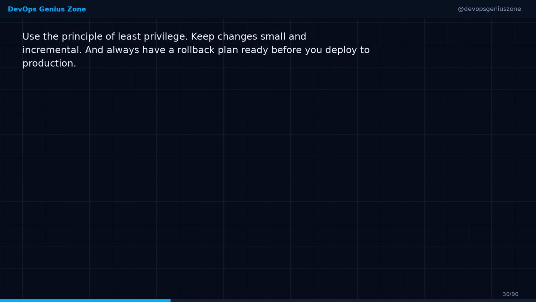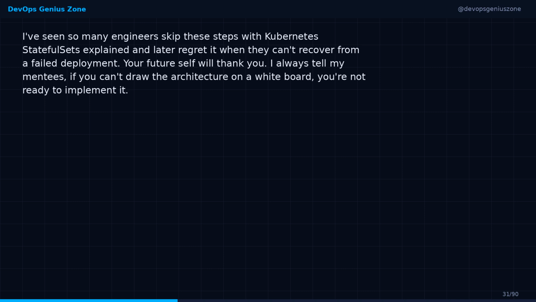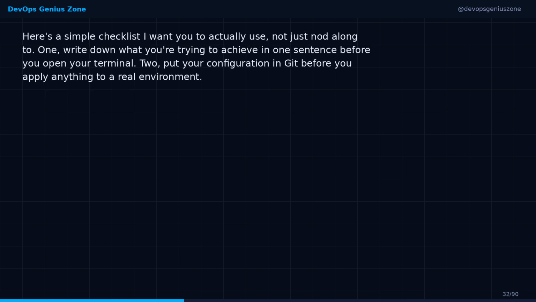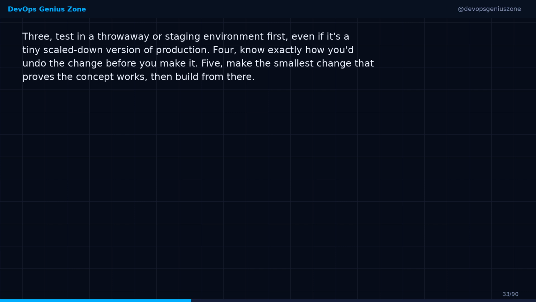Here's a simple checklist I want you to actually use, not just nod along to. 1. Write down what you're trying to achieve in one sentence before you open your terminal. 2. Put your configuration in Git before you apply anything to a real environment. 3. Test in a throwaway or staging environment first, even if it's a tiny scaled-down version of production. 4. Know exactly how you'd undo the change before you make it. 5. Make the smallest change that proves the concept works, then build from there. Engineers who skip straight to step 5 without the first 4 almost always end up debugging something they don't fully understand, under time pressure, which is the worst possible way to learn Kubernetes StatefulSets Explained.